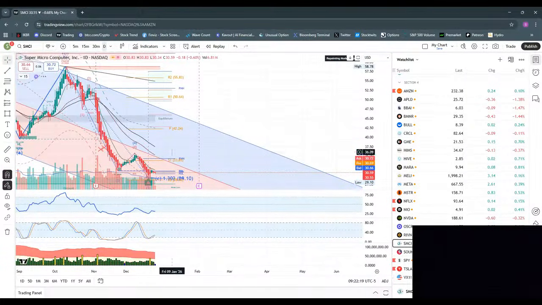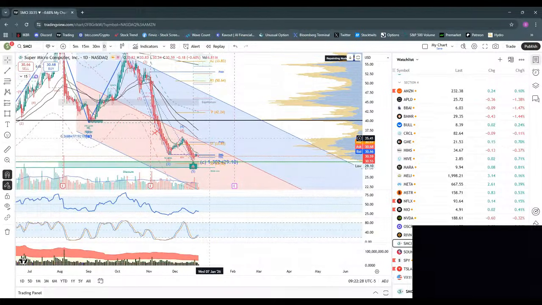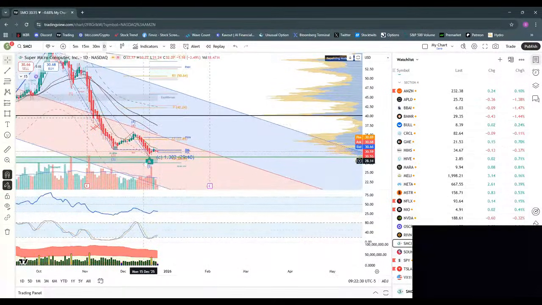Okay, moving forward to SMCI. This is the stock that we are betting big on for the bullish run. There was a lot of unusual call option activity on Wednesday as well. Most likely we have the bottom in already at this candle.